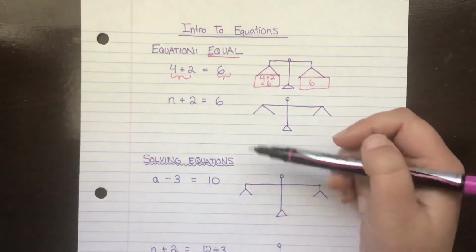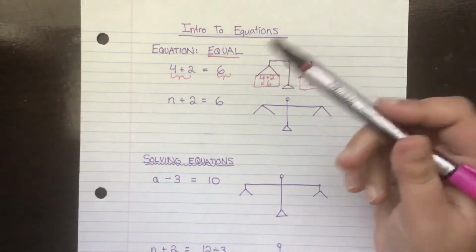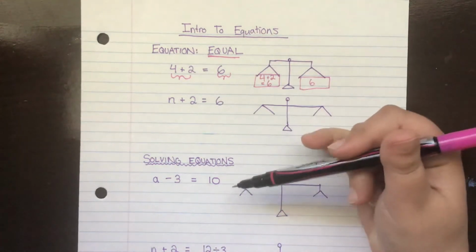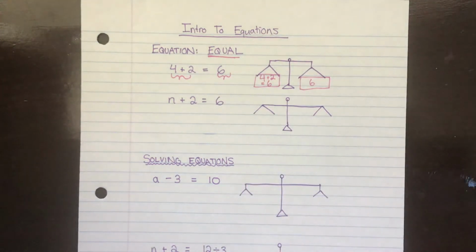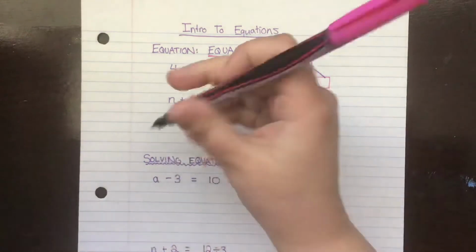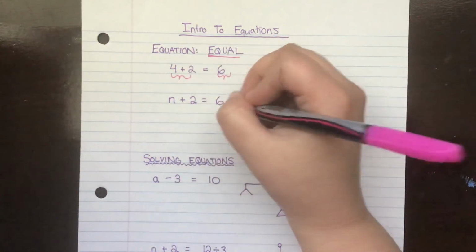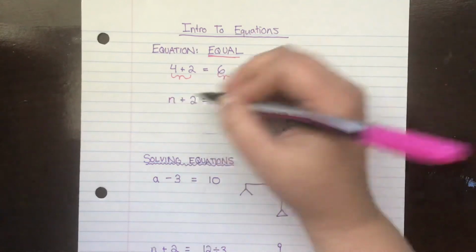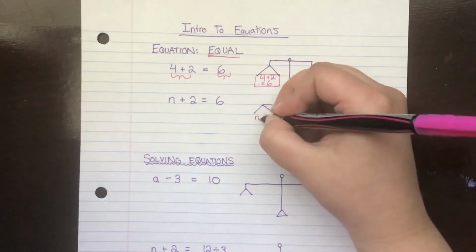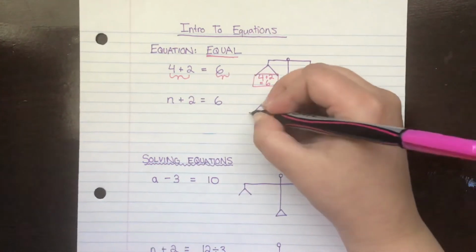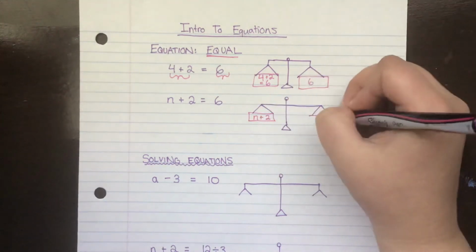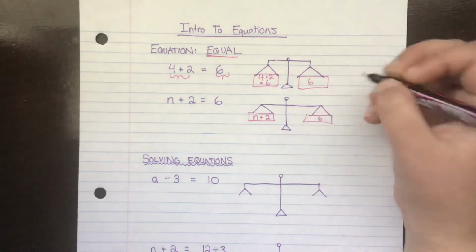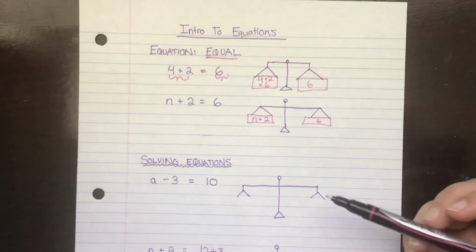Now sometimes instead of using numbers, we like to use letters in equations because we don't necessarily know what number is going to make that equation equal by just looking at it. So if you look at this next one, we know that some number plus 2 equals 6. We might not know exactly what that number is yet, but we do know that these two sides have to be equal. So n plus 2 must be equal to 6, and they balance themselves out on the scale.